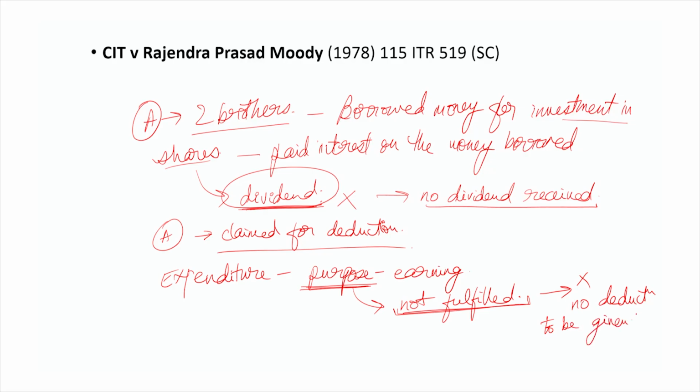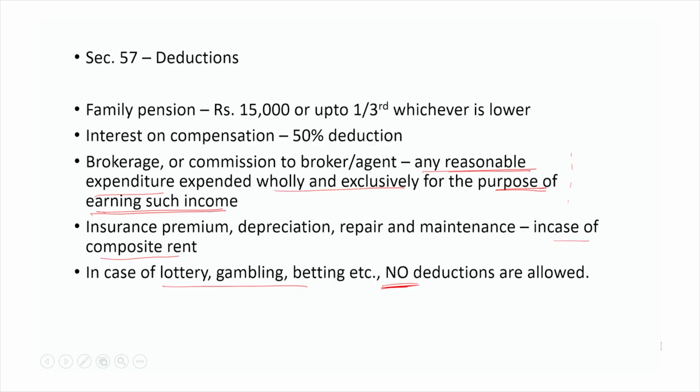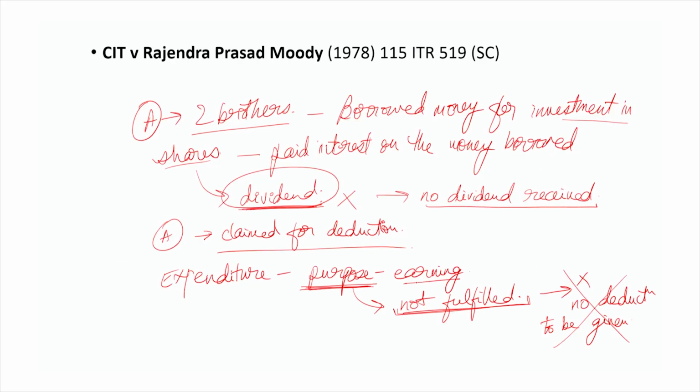So the court said that this cannot happen, right? Because what is it that is required? Let's go back to the previous slides. And we say that if there is any reasonable expenditure which is expended wholly and exclusively for the purposes of earning such income, right? So what am I trying to do? I am trying to earn some income, as a result of which I have to spend some money. Now, when I'm spending that money for the purposes of earning, and just because I have not been able to earn, my purpose was to earn, but I did not end up earning.